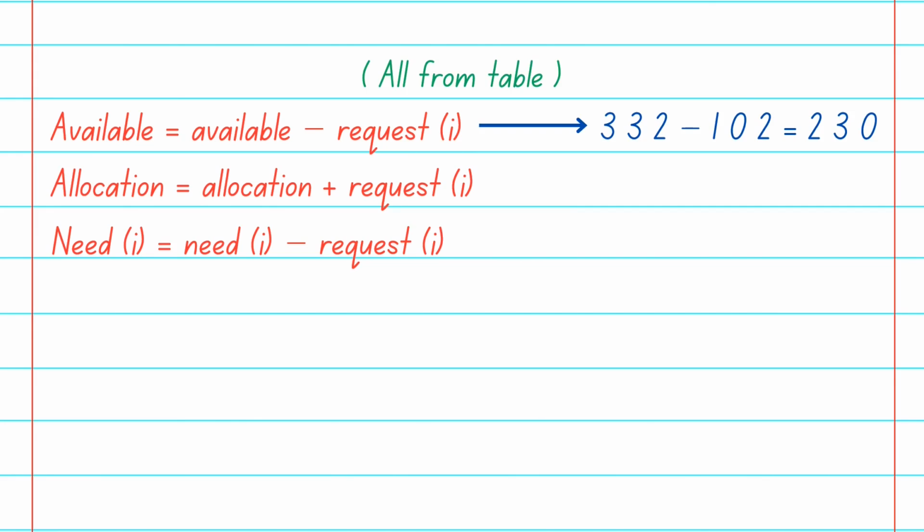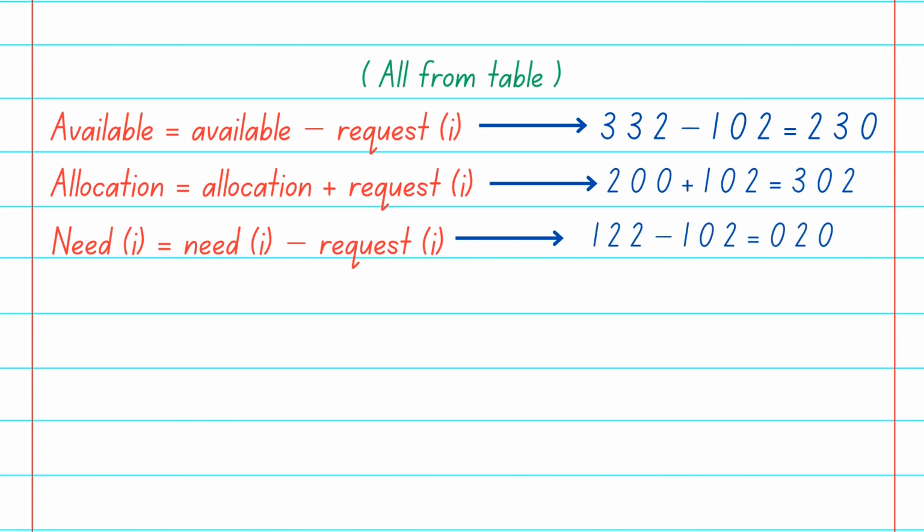So for available, the value is 332 and the request is 102. So 332 minus 102 is equal to 230. For allocation, the value is 200 and the request is 102. So 200 plus 102 is equal to 302. And for need of i, it is 122 and the request is 102. So 122 minus 102 is equal to 020, right?